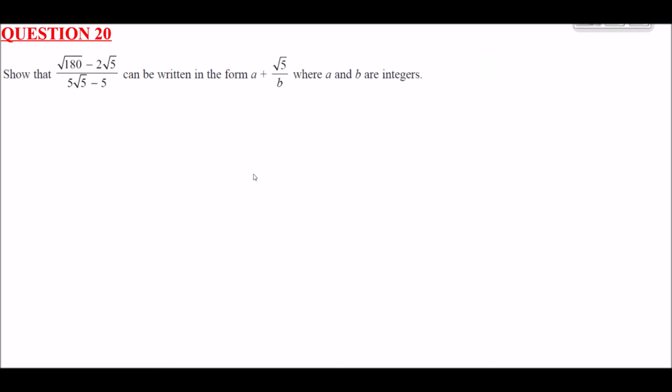What I'm getting at here is that we can simplify some surds if we have a surd, something inside the surd, which has a factor which is also a square number.